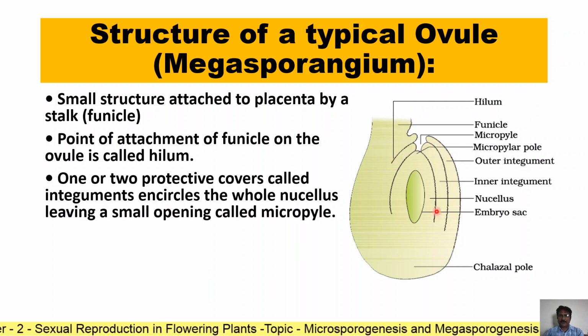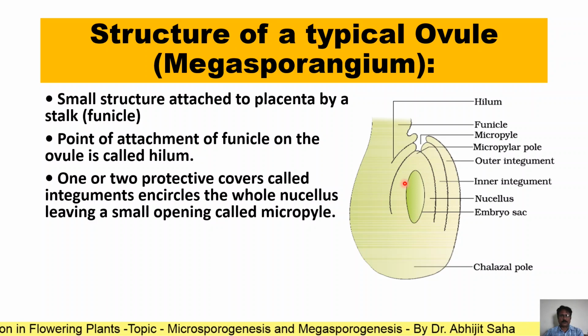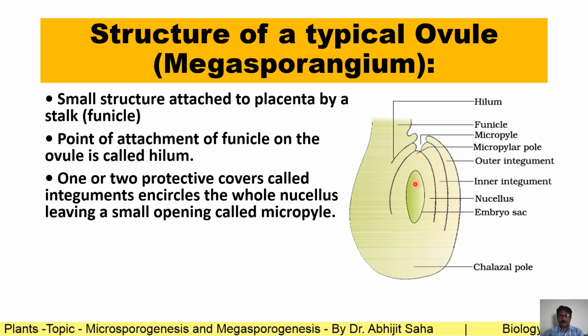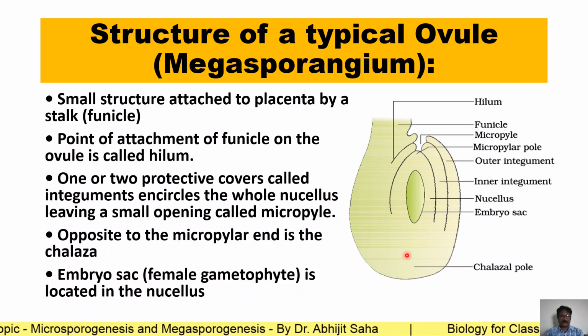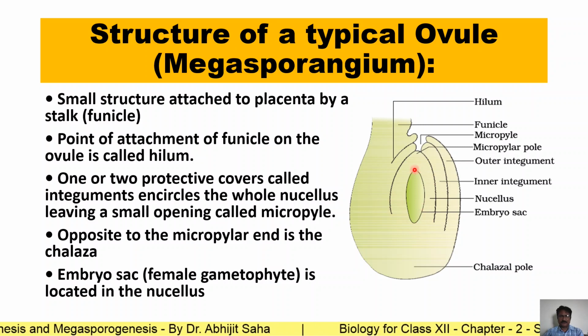One or two protective layers, you can see the protective layers, these are called the integuments. Outer integuments, inner integuments, they are protecting the whole ovule. It has two ends. One is the micropylar end, and opposite to the micropylar end is the chalazal end. Embryo sac or the female gametophyte, this is located in the nucellus.